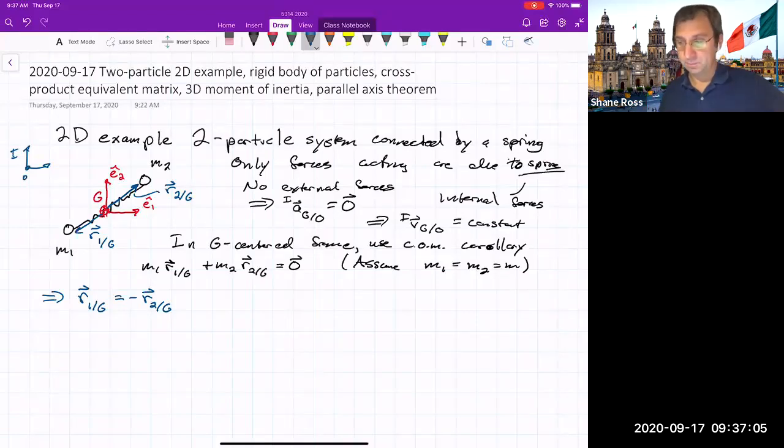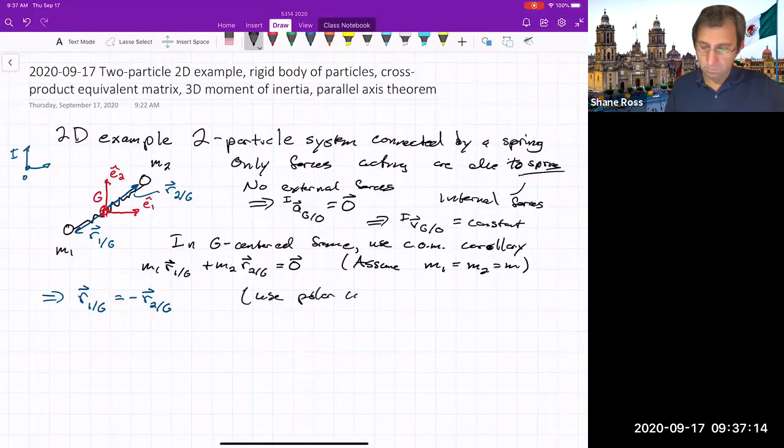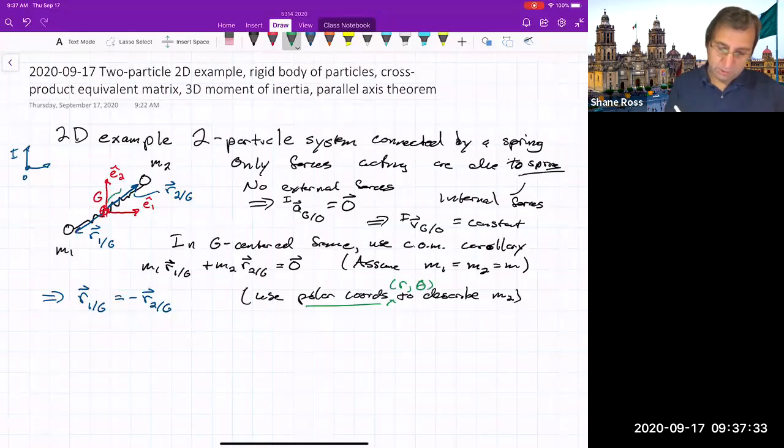So this is just like a vector version of what we had last time in the 1D case. We can use polar coordinates to describe, we can pick one of these. Let's pick mass M2, the location of mass M2. So that means polar coordinates, R and theta. So like this is R, and then this angle is theta.